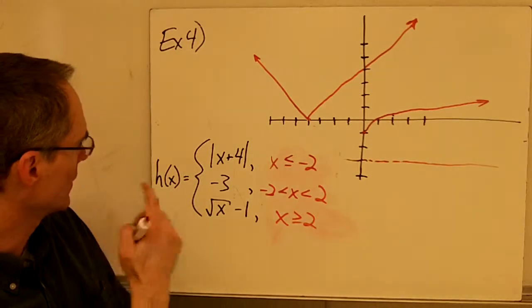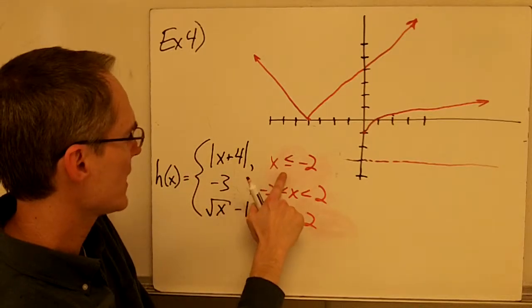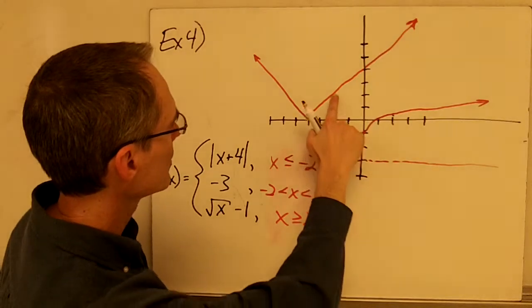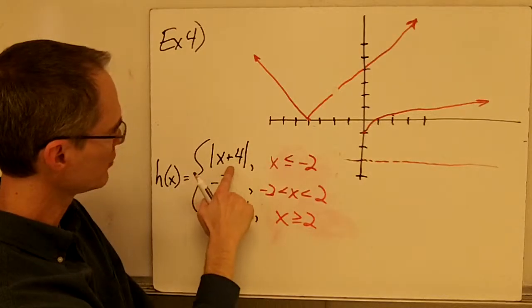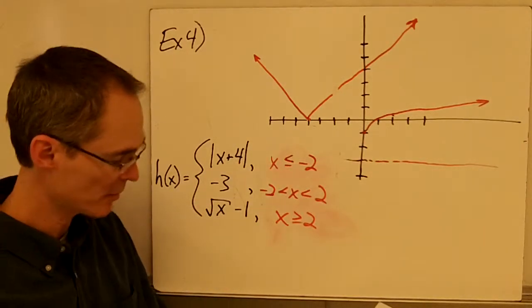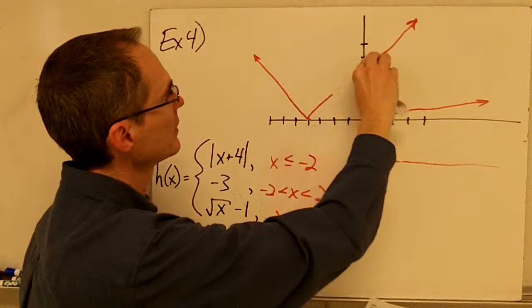All right, so let's see. H of x equals absolute value of x plus 4, but only when x is less than or equal to negative 2. So that's going to be right here. So every part of my absolute value piece where it's greater than negative 2, I'm going to erase that part. So take all that off.